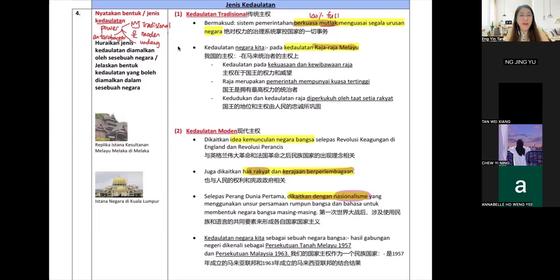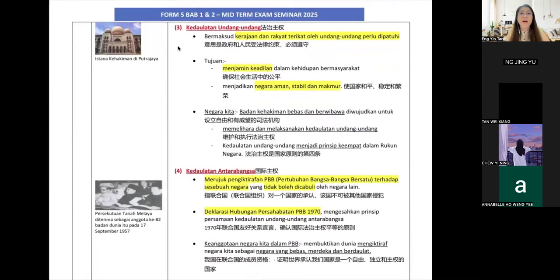Clear? Okay? And the next one over here is the undang-undang and the international level. So when we talk about kedaulatan undang-undang, it means what? The undang-undang has the power, which means the government and the citizens, everybody must follow the undang-undang. Terikat oleh undang-undang yang perlu dipatuhi.